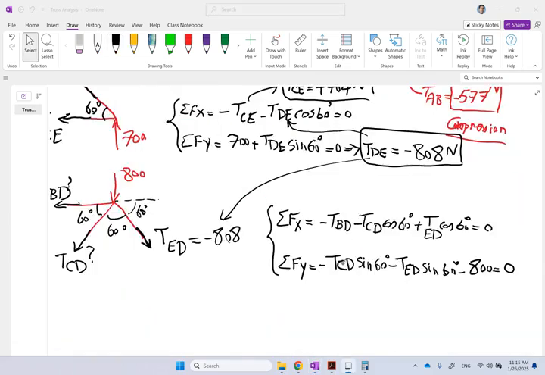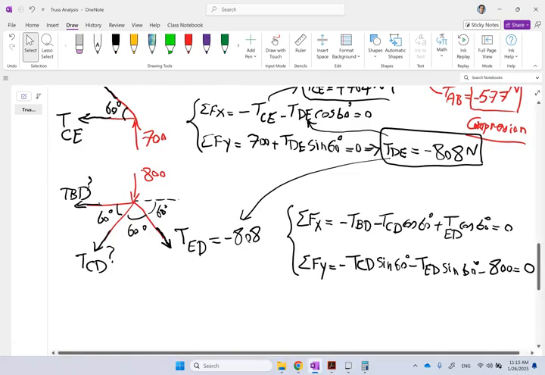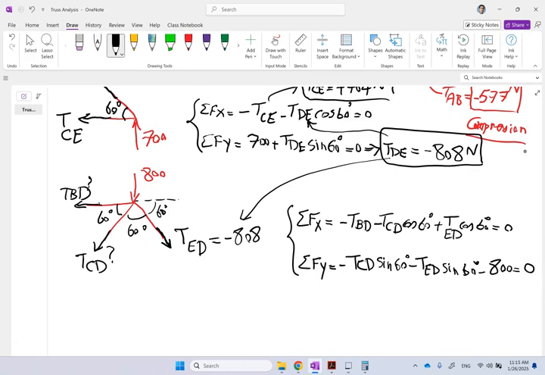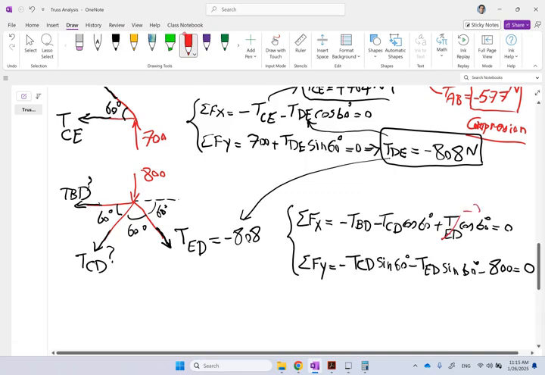And so now I look at joint D, and joint D has these three reactions where only CD and BD are unknown. ED is already calculated. I can use it. And these are the equations of equilibrium along Y and along X. And again, remember, anytime you have TED, now you can simply replace it by negative 808.